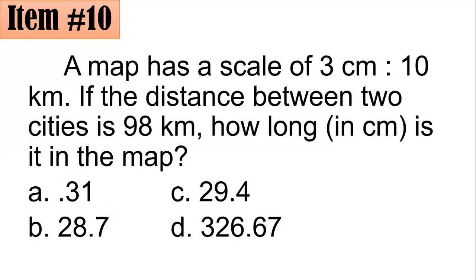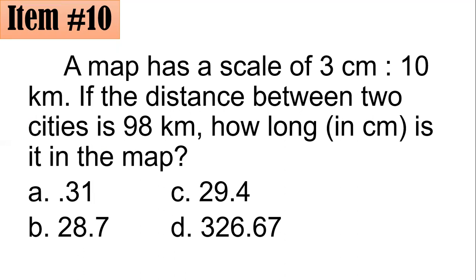Number 10. A map has a scale of 3 cm is to 10 kilometers. Meaning to say, if two objects appear to be 3 cm apart in the map, then it means that they are 10 kilometers apart in real life. If the distance between two cities is 98 kilometers, how long in cm is it in the map?